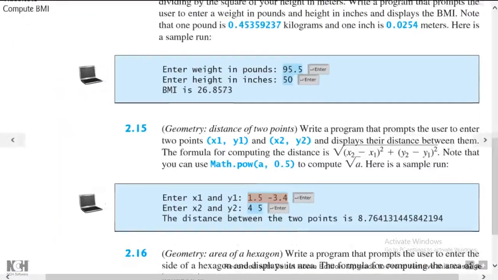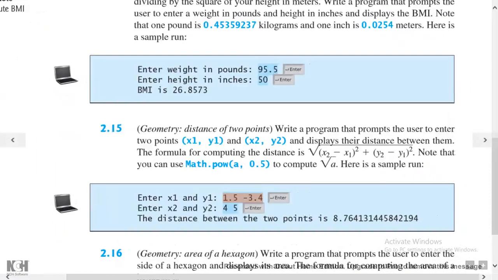I hope you did read the question. So here it is, and you can simply pause this video and then read it through. And I am not gonna read it through for you guys, or perhaps I should. We are required to write a program that prompts the user to enter 2 points, x1, y1, and x2, y2, and displays the distance between them. The formula for computing the distance is that.